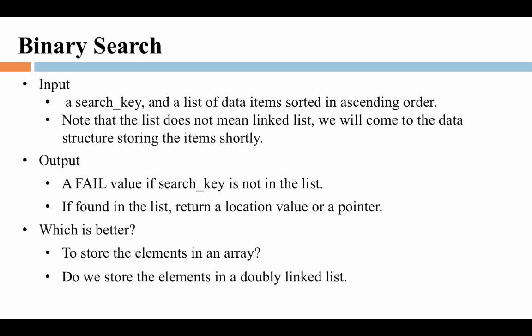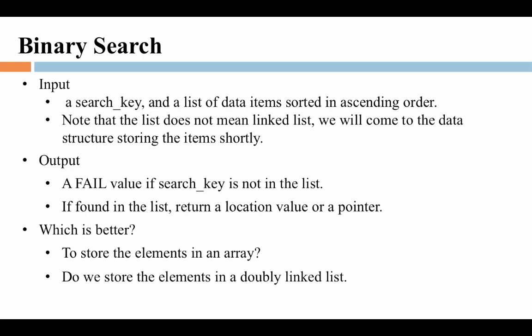Okay? The output of the binary search procedure is a fail value. You can either return -1 or some special symbol saying that the search has failed, if the search key is not in the list. If it is found in the list, our goal is to return a location value. In other words, a pointer to the particular location that contains that value. Let's also assume that the data items are all distinct. There are no repetitions. Okay.